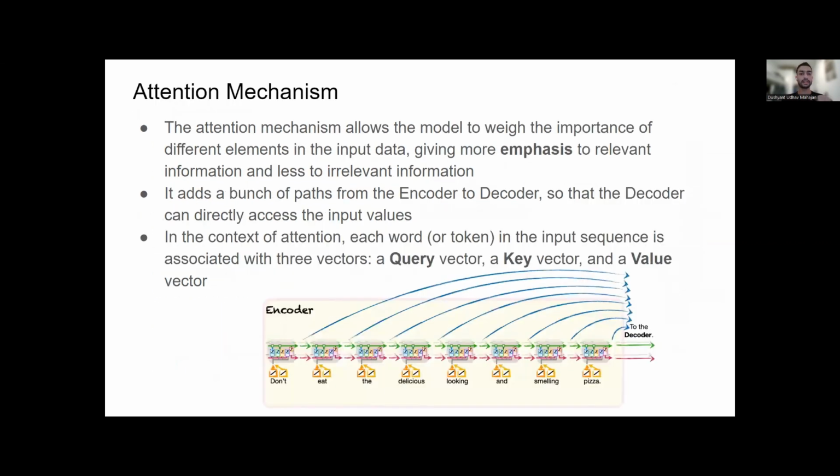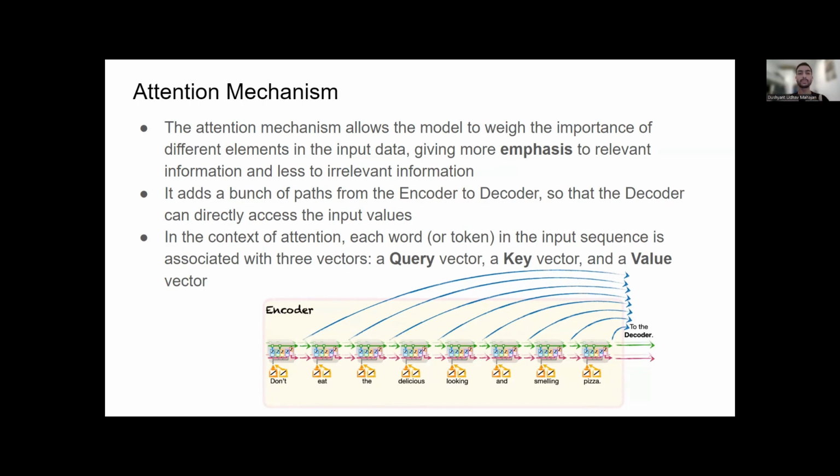Let's look at the attention mechanism. This mechanism allows the model to weigh the importance of different elements in the input data. In other words, it helps the model focus on relevant information while downplaying irrelevant details. Think of the attention mechanism as adding pathways from the encoder to the decoder, as you can see here in the diagram. This enables the decoder to directly access important input features from the input text.